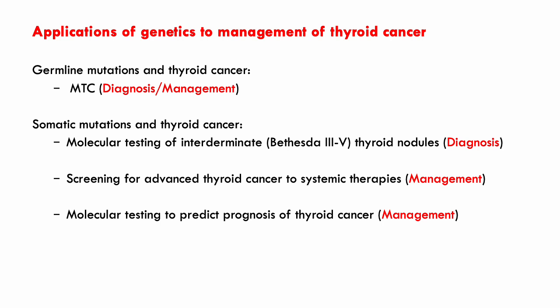Increasingly, somatic mutations and molecular testing are being used in thyroid cancer management, especially for diagnosis of indeterminate thyroid nodules with the commercially available molecular testing platforms. Also screening of advanced thyroid cancer to guide systemic therapies, and in the future, and being used in some centers and mainly for research, using molecular testing to predict the prognosis of thyroid cancer.